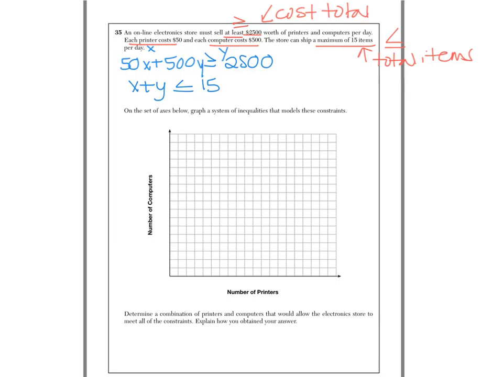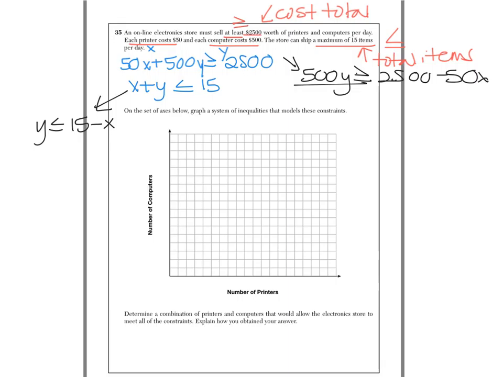So I have to solve each inequality in terms of y. So this is y is less than or equal to 15 minus x, where 15 is the y-intercept, and negative 1 over 1 times x, so negative 1 over 1 is your slope. And over here, we get 500y is greater than or equal to 2,500 minus 50x, and divide by 500 to get y by itself. And we get y is greater than or equal to 2,500 minus 50x over 500.